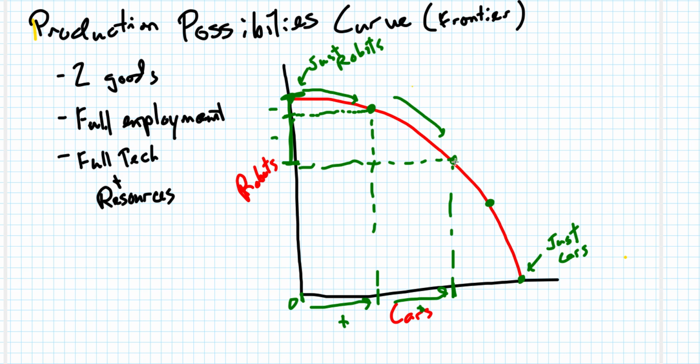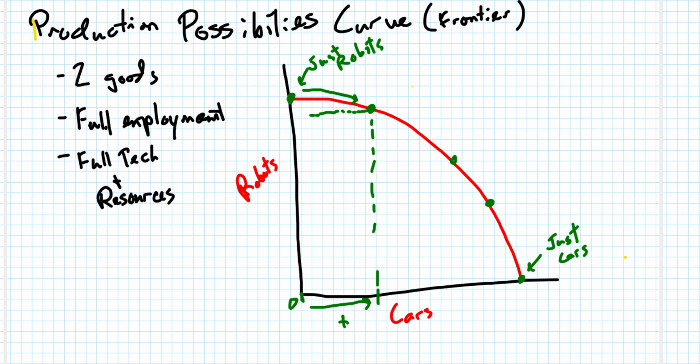Okay, if I go to here, I'm only gaining a few cars at this point. But again, I'm still losing a lot of robots. And then if I go all the way down and I'm producing just cars, I only gain a couple of cars, but I'm going to lose all these robots. That's a lot. So diminishing marginal returns, they rear their ugly head wherever we go. All right, so undo myself out of here. And the same thing is true the opposite direction.